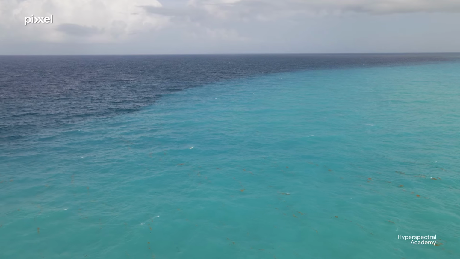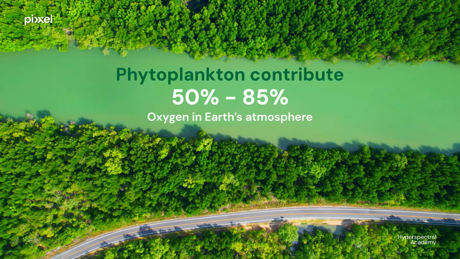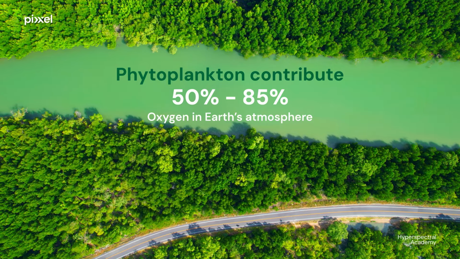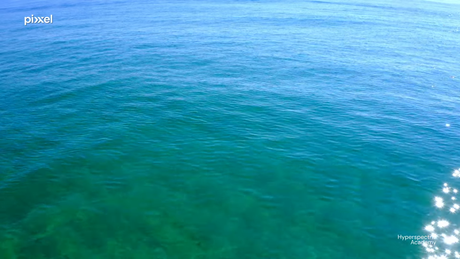And actually, it's estimated that phytoplankton contribute anywhere from 50 to 85% of the oxygen in Earth's atmosphere. It's hard to emphasize just how important these little critters are to the functioning of our planet. Now, in open oceanic environments, phytoplankton is the main contributor to changes in the water color. As phytoplankton biomass increases, we tend to get greener water.